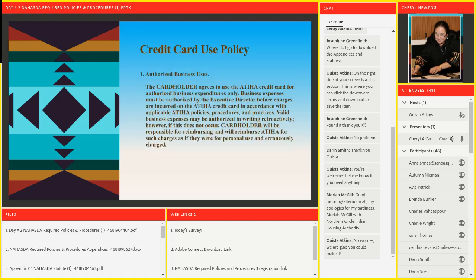contain the following provisions. Authorized business uses. The cardholder agrees to use the credit card for authorized business expenditures only. Business expenditures must be authorized by the ED before charges are incurred on the credit card, in accordance with the policies, procedures, and practices. Valid business expenses may be authorized in writing retroactively. However, if this does not occur, the cardholder will be responsible for reimbursing and will reimburse ATIHA for such charges as if they were for personal use and erroneously charged.